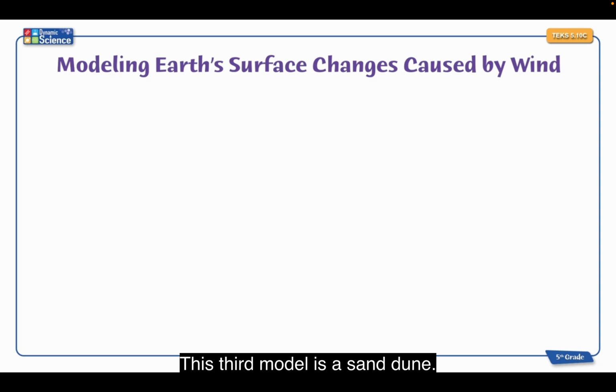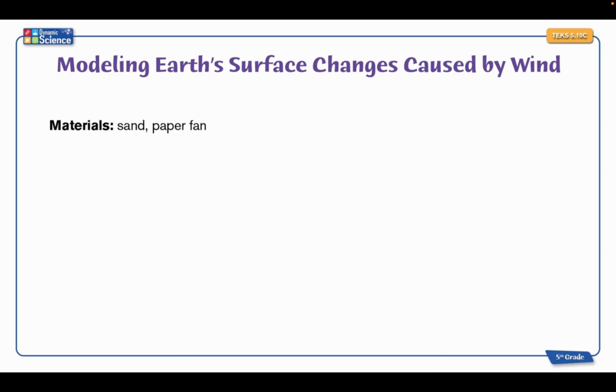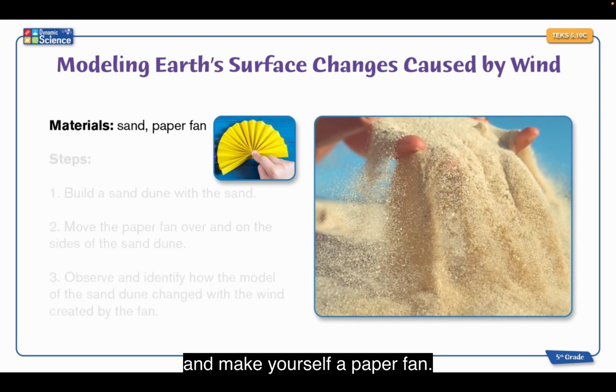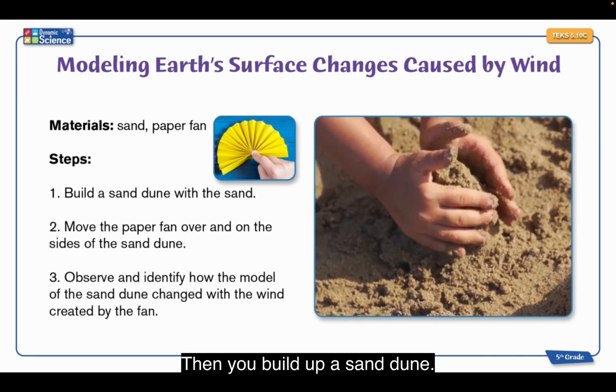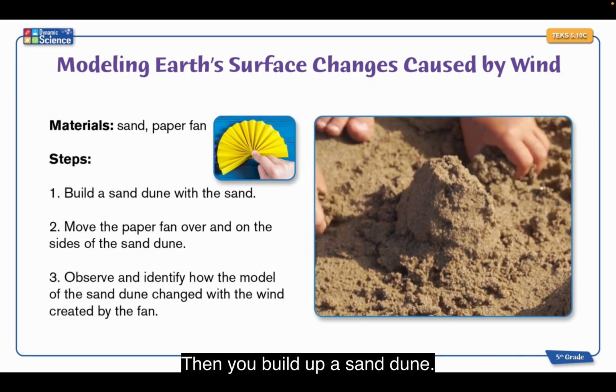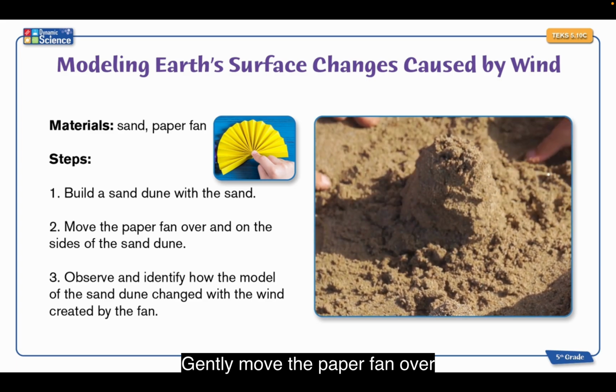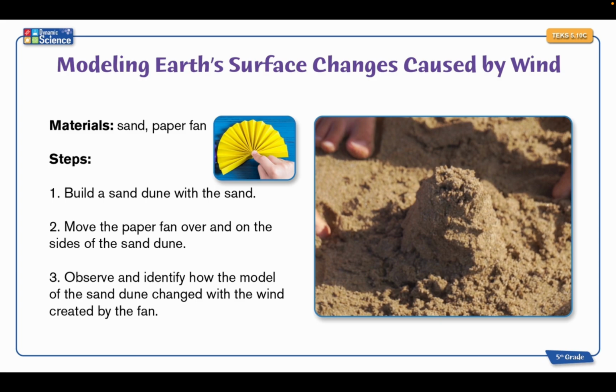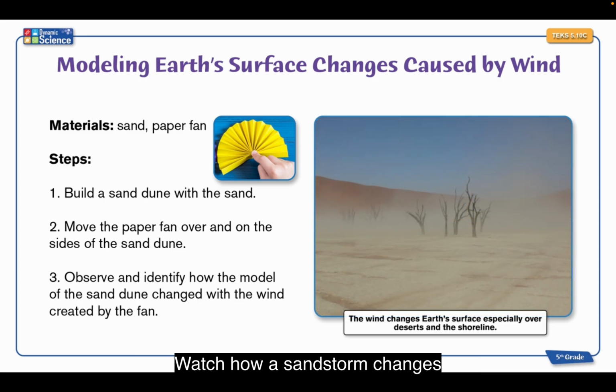This third model is a sand dune. First, grab some sand and make yourself a paper fan. Then you build up a sand dune. Gently move the paper fan over and on the sides of your sand dune. Finally, observe and identify how the model of the sand dune changed with the wind created by the fan. Watch how a sandstorm changes the sand dune in the video clip.